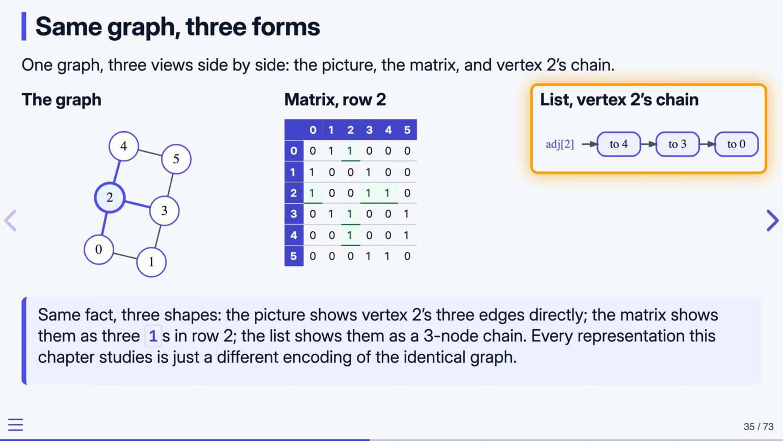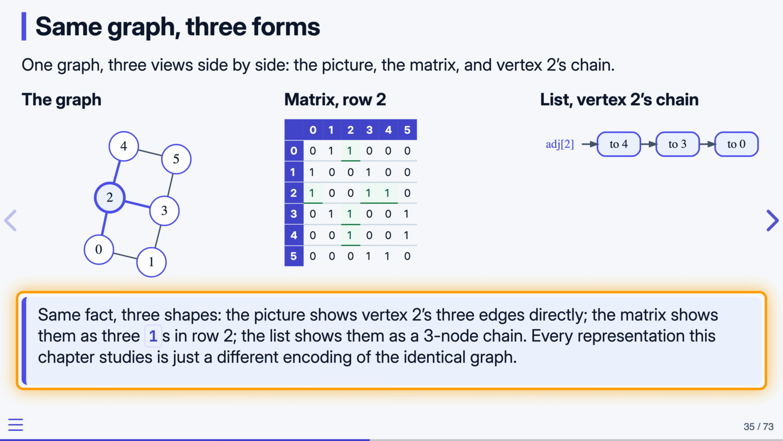The right side is the adjacency list. Vertex 2's chain, written edge at index 2, has 3 nodes, 1 to vertex 4, 1 to vertex 3, and 1 to vertex 0. So the same fact takes 3 shapes. The picture shows 3 edges, the matrix shows 3 ones in row 2, and the list shows a chain of 3 nodes. Every representation in this chapter is just a different encoding of the identical graph.